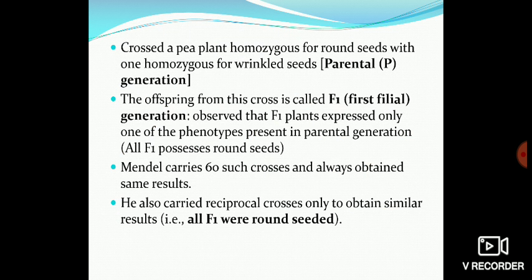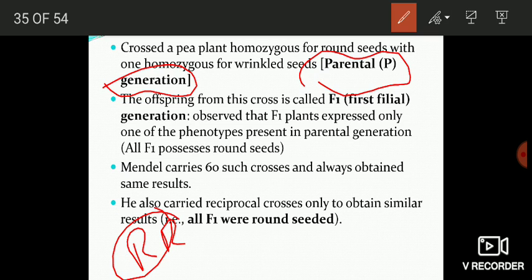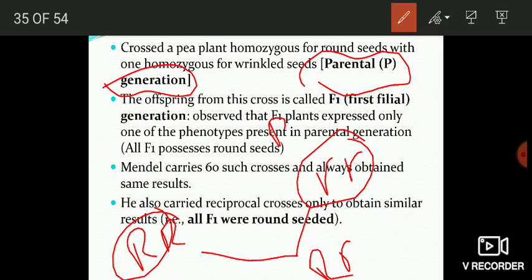For example, Mendel crossed a pea plant which was homozygous for round seeds with a pea plant which was homozygous for wrinkled seeds, and these two pea plants were named the parental generation. Here capital RR, round seeds. This is small rr, wrinkled seeds. This is known as the parental generation. The offspring he got from this cross possessed capital R, small r. This is known as F1 generation or first filial generation.